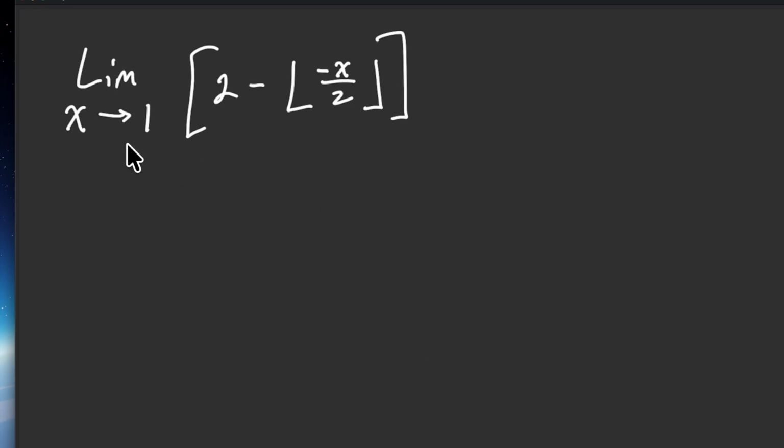Next, we have the limit as x approaches 1 of 2 minus the floor function of -x divided by 2. So folks, in this case, you are allowed to plug this 1 directly into this fraction and then create the floor function of -1/2 and then proceed from there.